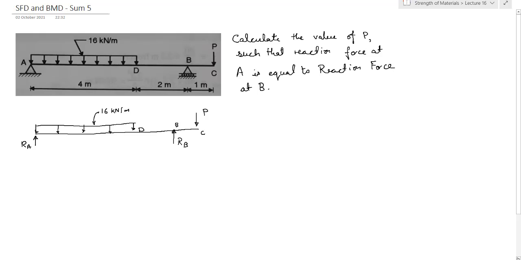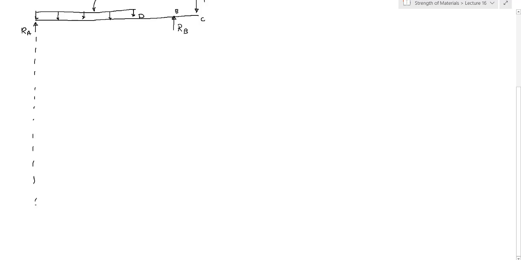Now what we have to do? We have to first draw the force diagram. We will take this down. These dotted lines should be on the complete page, so I will draw this also. Then now I can find out the value of RA, RB and P.